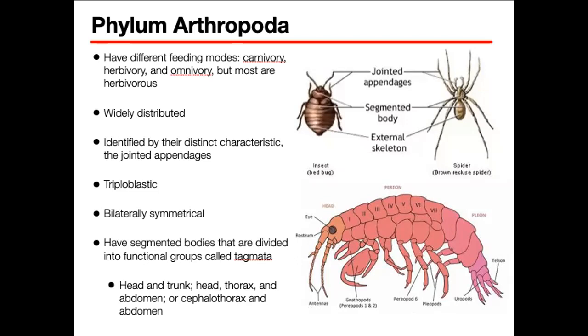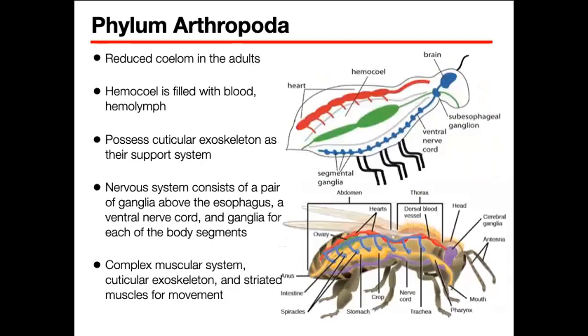And this is what we call tagmata for arthropods. Okay? Meron silang cephalization na din, like they have this distinct head and trunk that contains the central control system. You have the head, the thorax, and abdomen, and the cephalothorax and abdomen that contains the rest of these visceral organs. Okay?